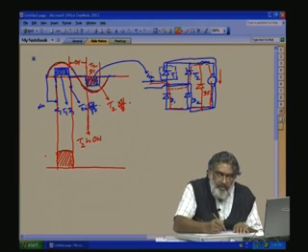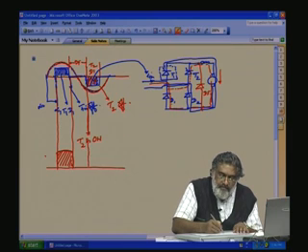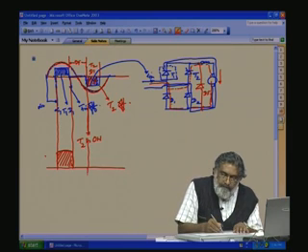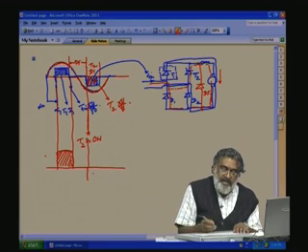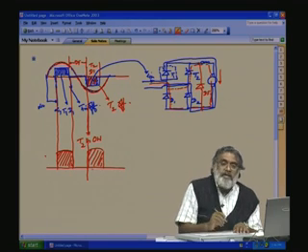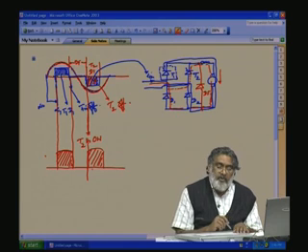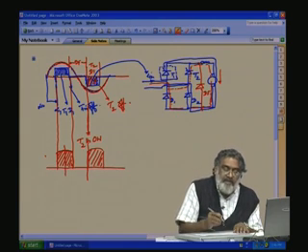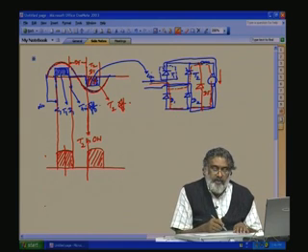Then during the negative portion, it will be this portion, but it is a rectified waveform, so it will come this way. This will come across the load. This happens due to the forced commutation using the thyristor.